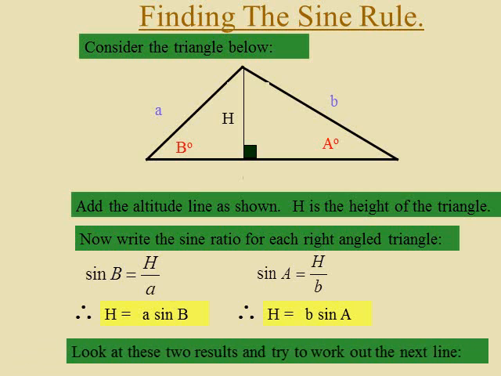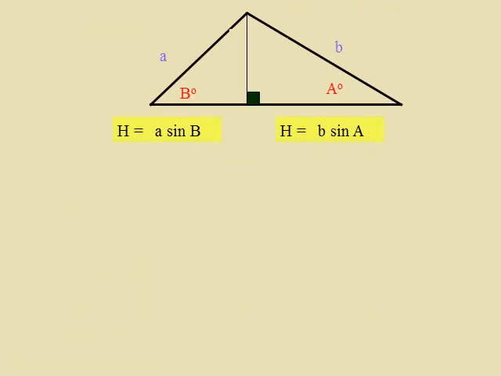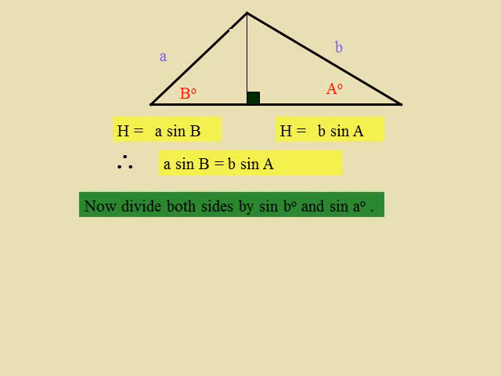Now we've got two equations for h. Think about what we can do with that. Well, those are two equations for h. Therefore, h equals h, so a sine B equals b sine A. Let's make this into two nice ratios.